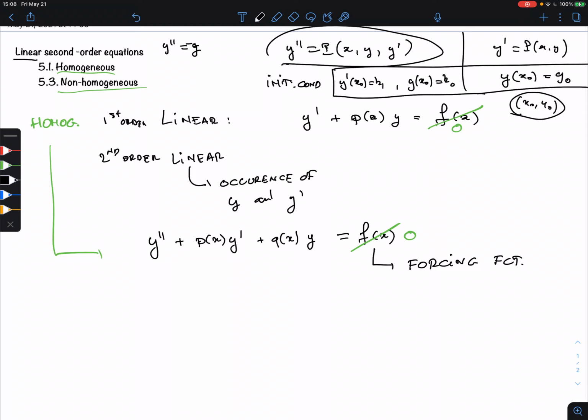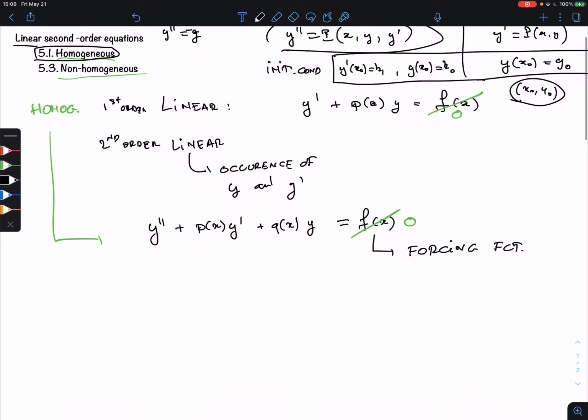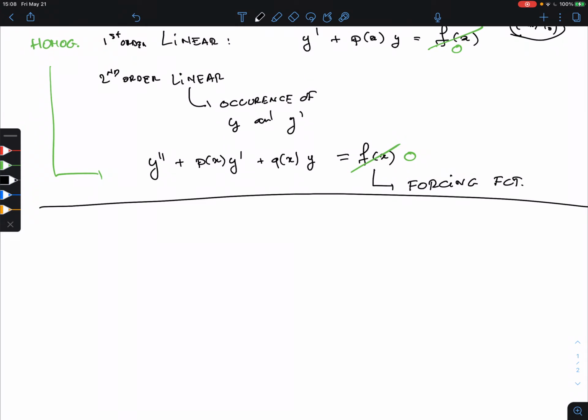So let's not spend too much time on why this is and what the general statements are here. Let's start with an example, and I'm going to start, as I said, with 5.1, the homogeneous one. Here's almost the simplest one you can think of: y double prime minus y equals 0.